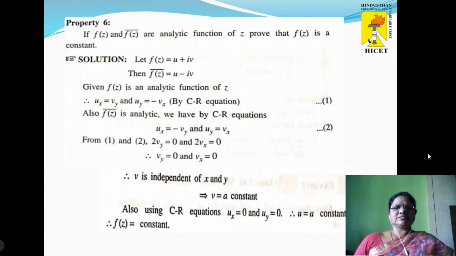Also, f of z bar is analytic. Therefore, by CR equations, ux equal to minus vy and uy equal to vx. Now, by the above two equations, we get vx equal to 0 and vy equal to 0 by solving. On integration, we get v equal to a constant, since v is independent of the variables x and y. By using CR equations, ux equal to 0 and uy equal to 0. Therefore, u equal to constant on integration. Therefore, f of z equal to u plus iv is a constant function.